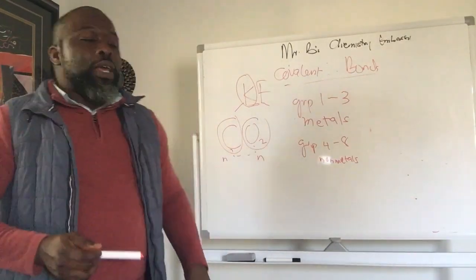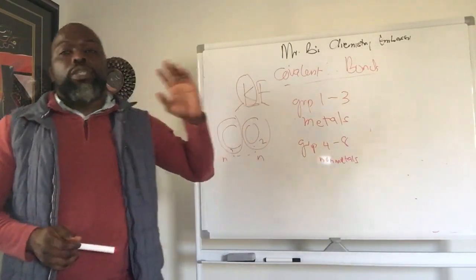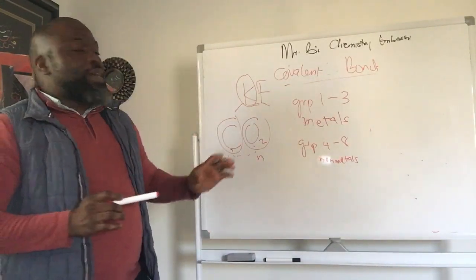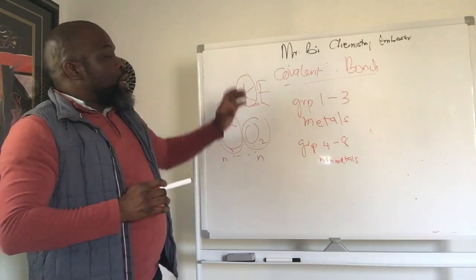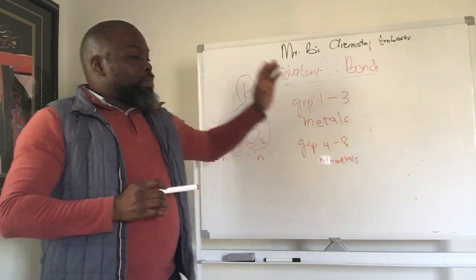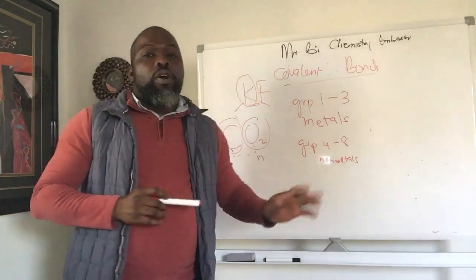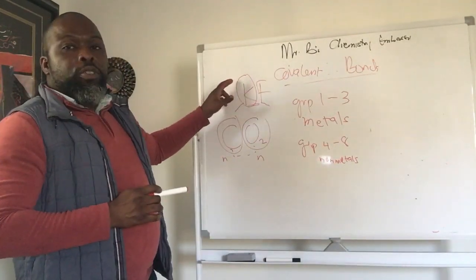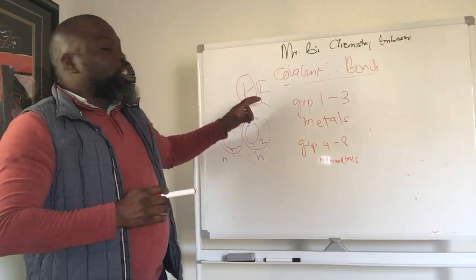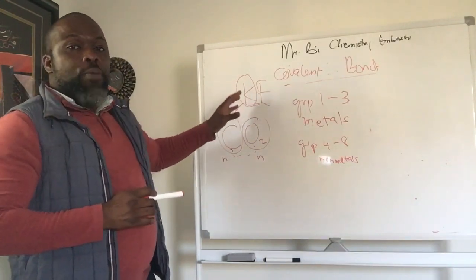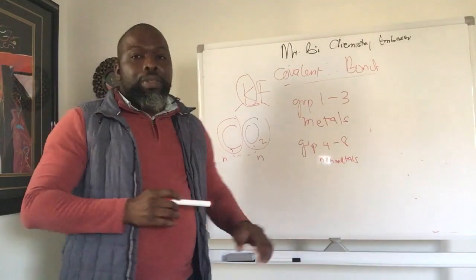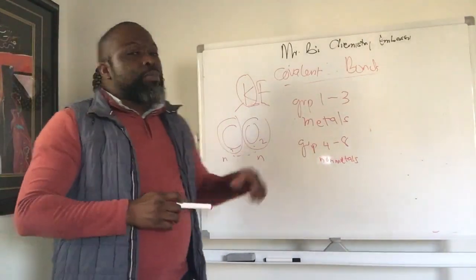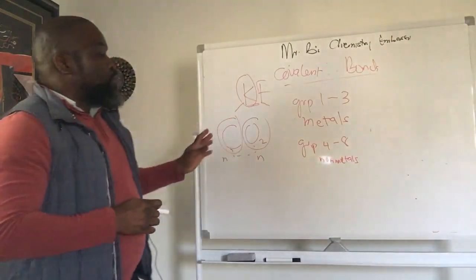Just to recap again, an ionic bond is basically formed between a metal and a non-metal. You have to remember that on the periodic table, metals are grouped from group 1 to 3 and non-metals are grouped from group 4 to 8. So when you look up your compound and you see which group each of the elements falls within, then you'll be able to know what kind of bond. And once again, a covalent bond is formed between what? Two non-metals.